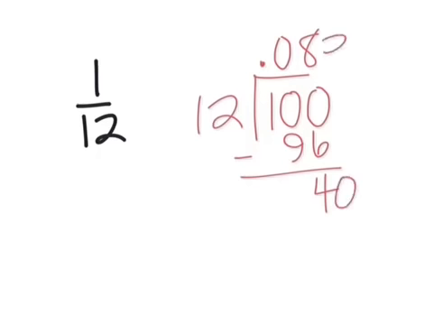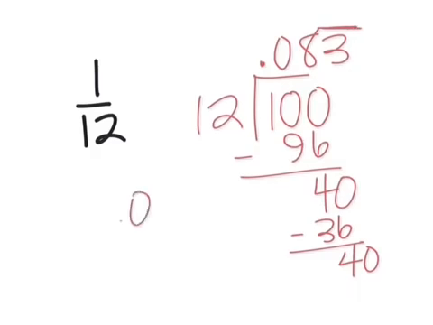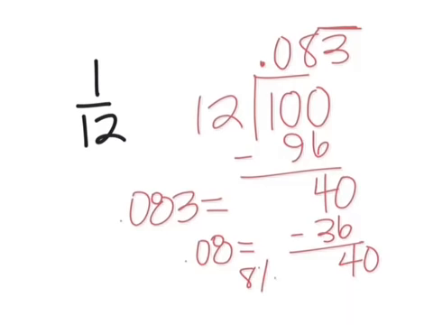12 can go into 40 3 times, which is 36, and now it's just going to start repeating itself. So I'd have 0.083 repeating. So my decimal would be 0.083 repeating. And if we were going to use rounding rules, I would turn this into 0.08, which equals 8%.